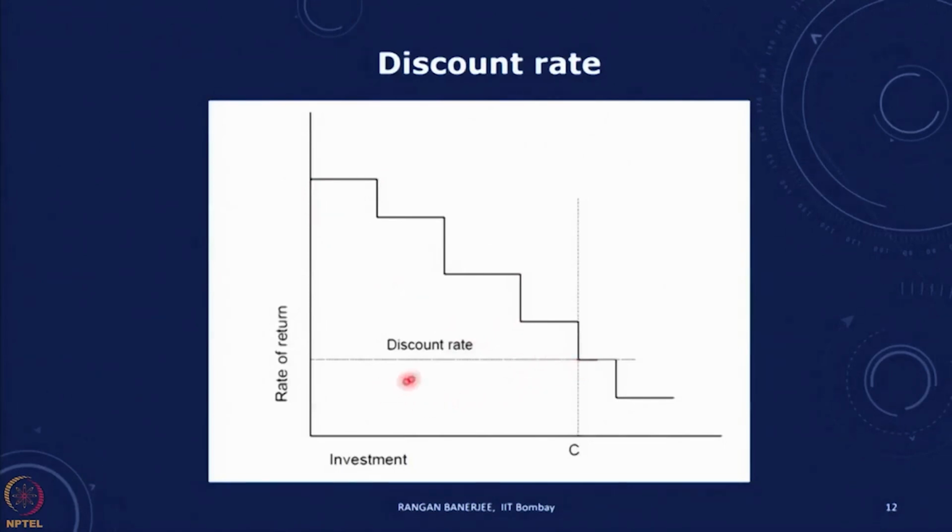So, suppose the company had half that amount of money. Instead of C total which we have here, if it had half the amount of money, this point will shift here and your discount rate will be higher. If it had more money, then the discount rate would be lower. So, the discount rate really reflects the scarcity of capital.